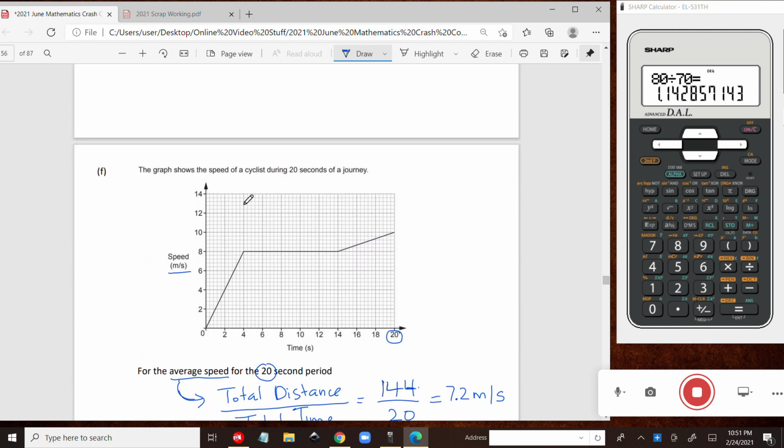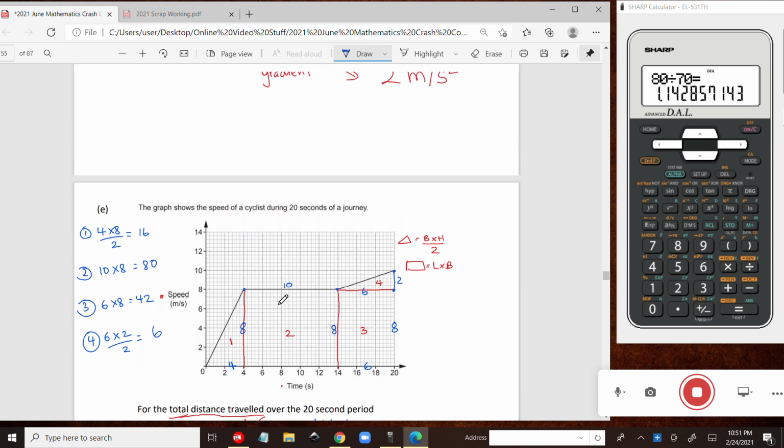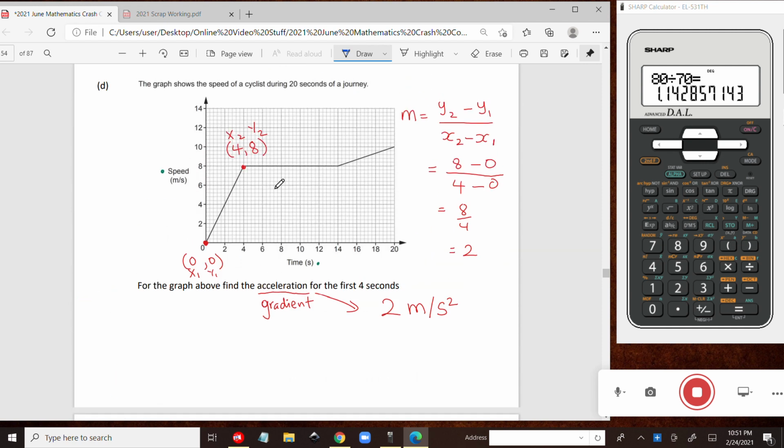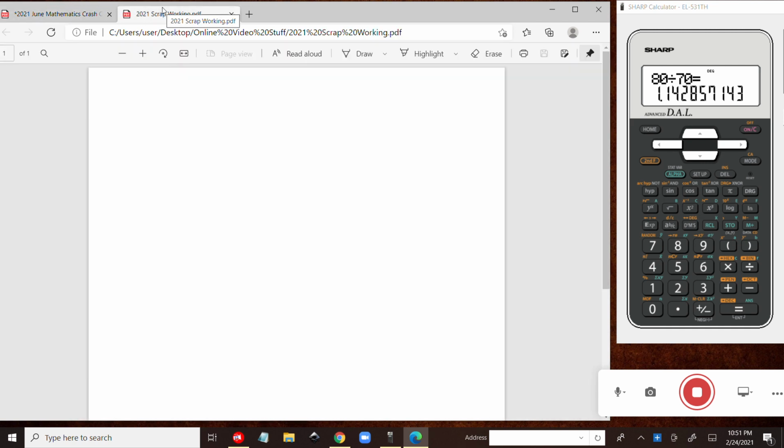Now, just give me a few seconds. I want to explain this a little better for you. Honestly, this distance time graph and speed time graph, I don't think I did the best job here. So let me move ahead here.